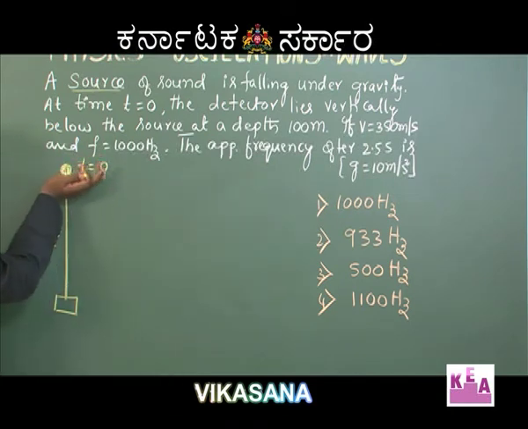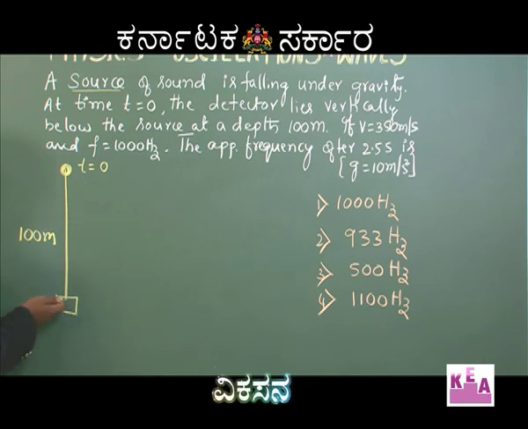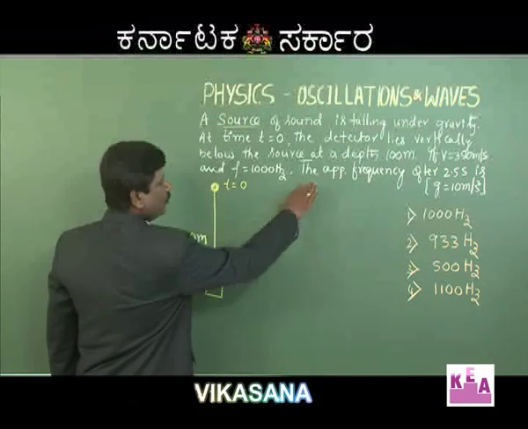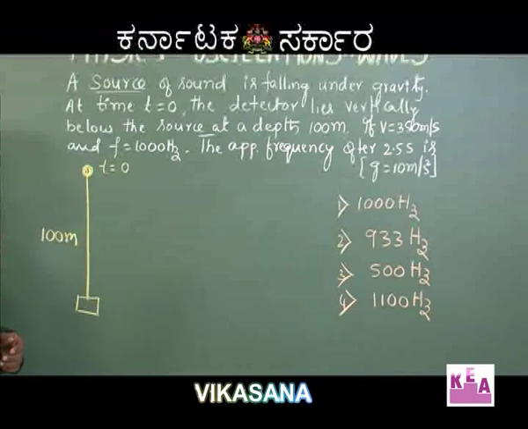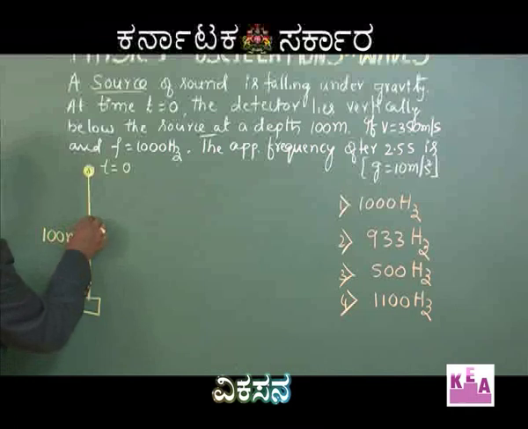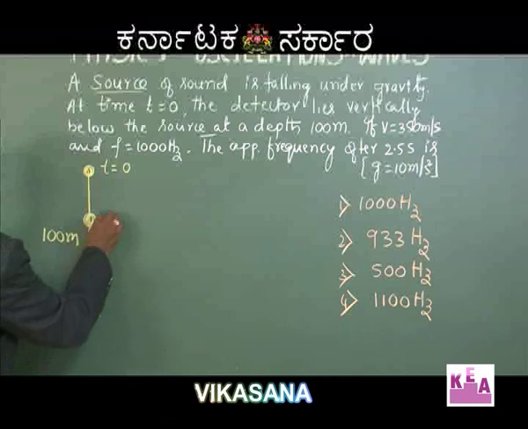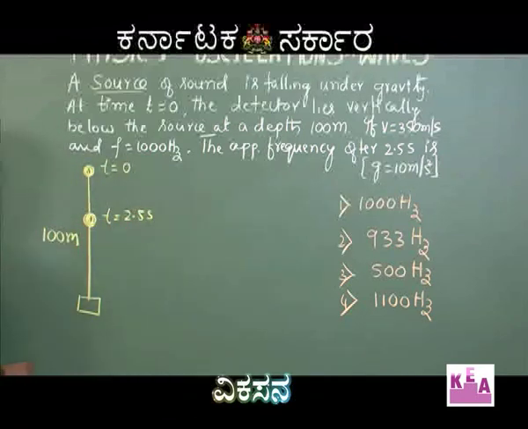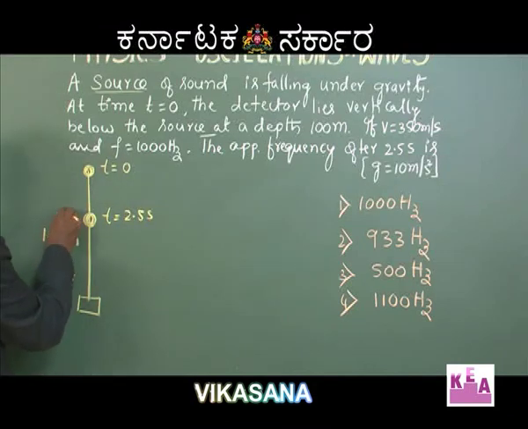So, due to continuous increase in velocity, the apparent frequency observed by the detector continuously changes. So, for the sake of this problem, we are going to calculate apparent frequency particularly at one time instant, that is 2.5 second. So, imagine the detector is at an intermediate position at a time t is equal to 2.5 second. So, in this case, at a time 2.5 second, our aim is to calculate the velocity of the source.